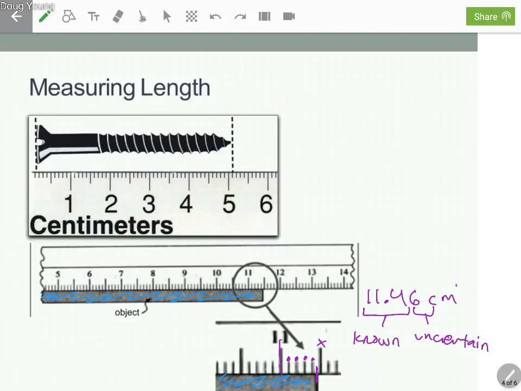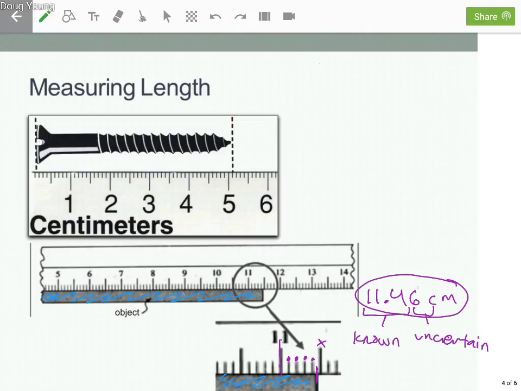The thing I'm forgetting here is the centimeters. So if I report this as 11.46 centimeters, if you report this to me as 11.4, you're going to lose some credit because your measuring device is more precise than that. I need more information. So you need to have that uncertain digit.